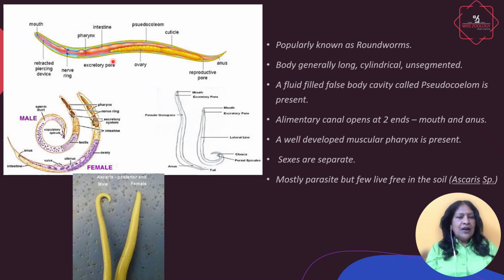The sexes are also separate. You can see a male and a female, and here the male is shorter compared to the size of the female. This is also a little special characteristic for this phylum. Most of them are parasitic, but a few of them are free living as well, which are usually found on the soil surface, like Ascaris.